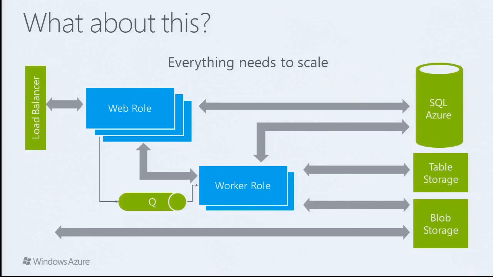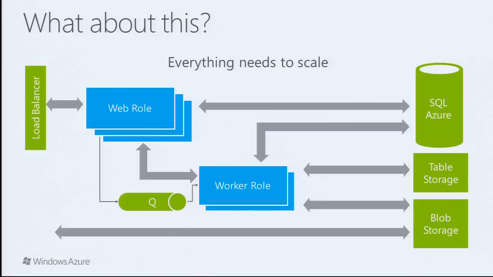Following on and building on that, what about this diagram? Well, it's the same setup. We have some storage, we have some external dependencies. Here we're actually decoupling the work from the web role. We're using a queue into a worker role. We have some SQL Azure, we have some table storage, we have some blob storage.